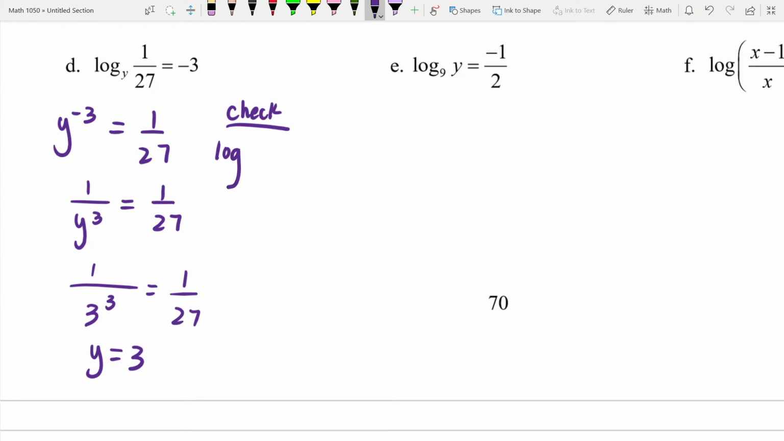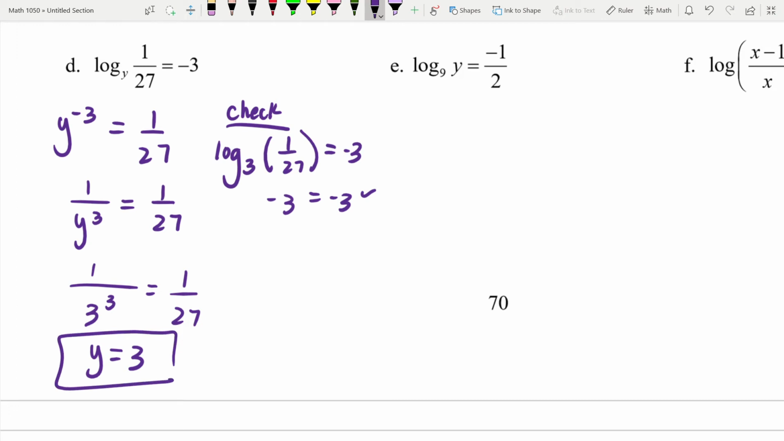And then I want you to write log base 3 of 1 over 27 equals negative 3. Grab your calculator. Make sure you know how to put this in your calculator. So you go log 1 divide 27, close it off, divided by log 3, close it off, hit enter. I got negative 3 equals negative 3. Checks out fine. There's my answer.